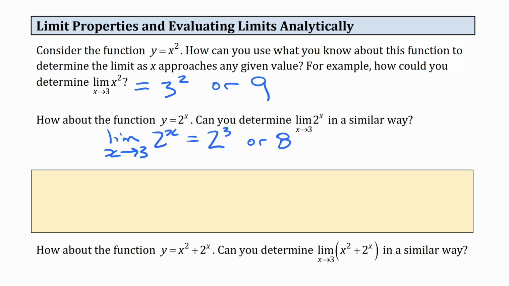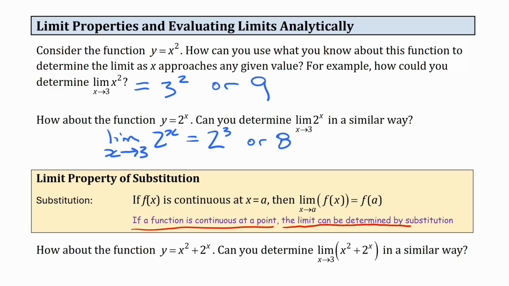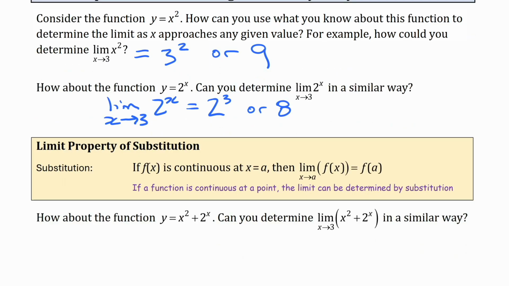This property that we're using here is actually called the limit property of substitution. And what that says is, if you know the function is continuous at the point you're interested in, x equals a, then the limit as you approach a is going to be the same as the function value at a. Or the way you'll likely end up remembering it with words is, if you know that a function is continuous at a point, then you can work out the limit by substitution into the function. Now we're going to build on that to determine some more properties of limits.